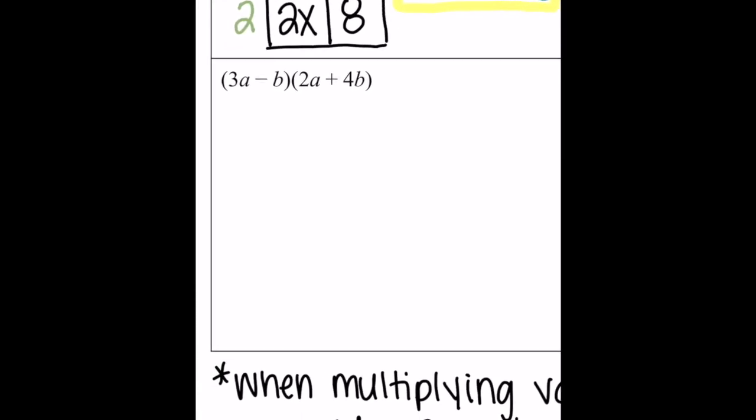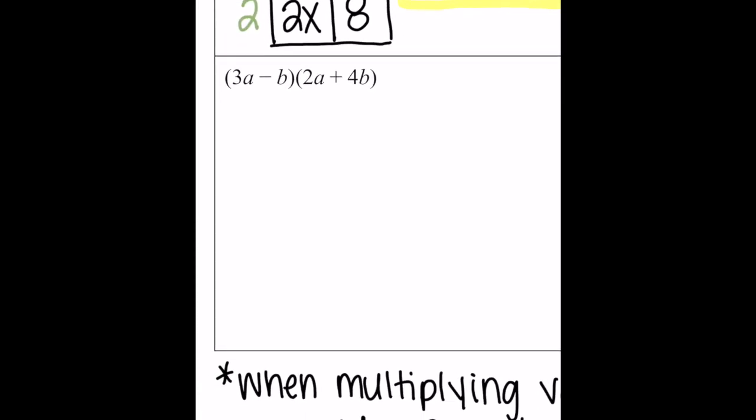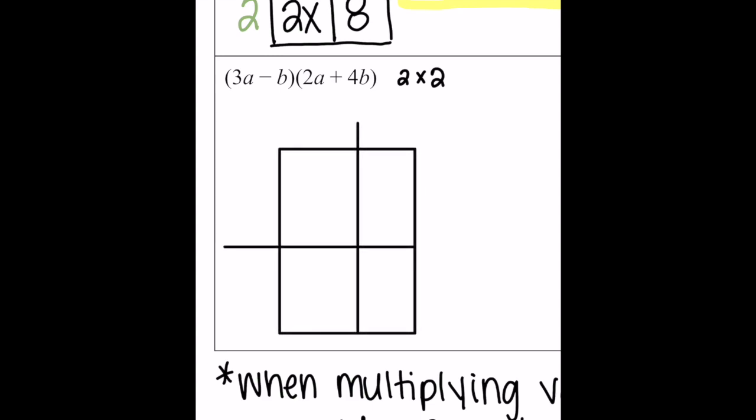All right, in our next example, we have 2 terms times 2 terms, so we need a 2 by 2 box. Okay. So we have in our first polynomial 3a and negative b. Now remember, this is really like a negative 1b, so I'm going to go ahead and put that negative 1 there just so we can remember that as we multiply. All right, and then we have 2a and positive 4b.